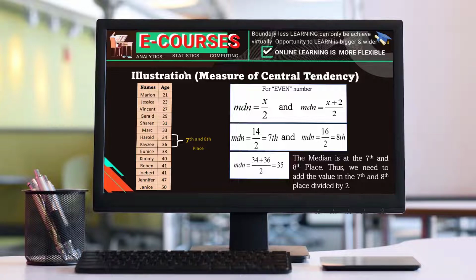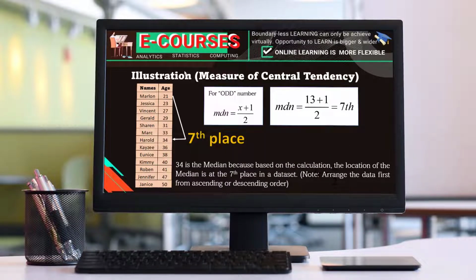Alright, so what is the mode here? As you can see, the repeating value is Ruben and Jobert, so the mode is 41. And if you go back to the previous slide, there is no mode there because there's no repeating value, or no value that occurs most frequently. So that is the measure of central tendency.